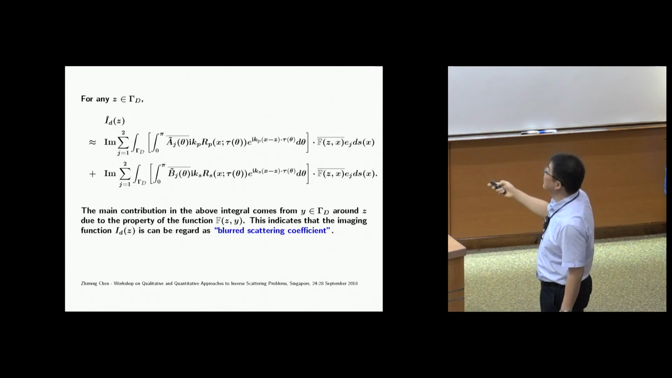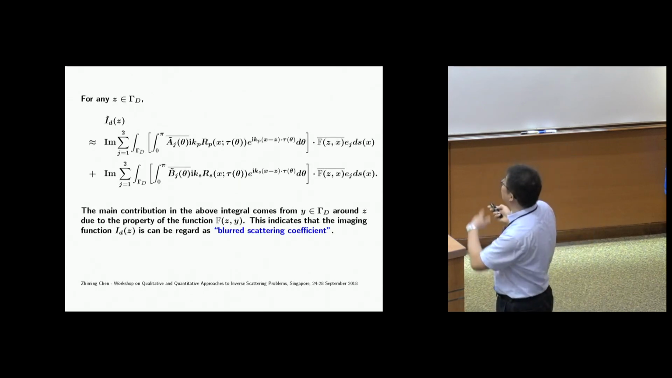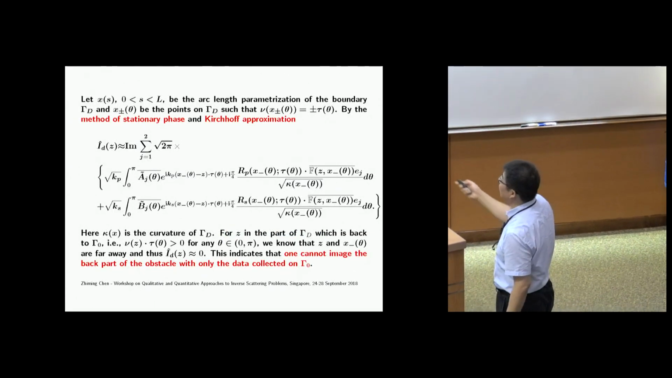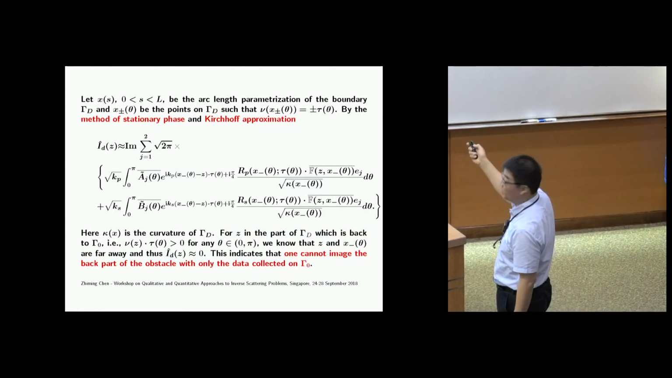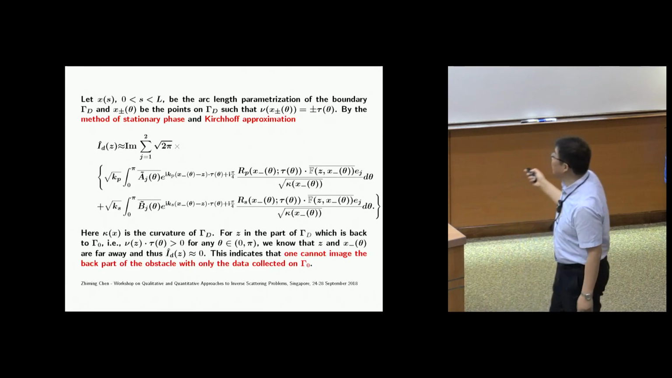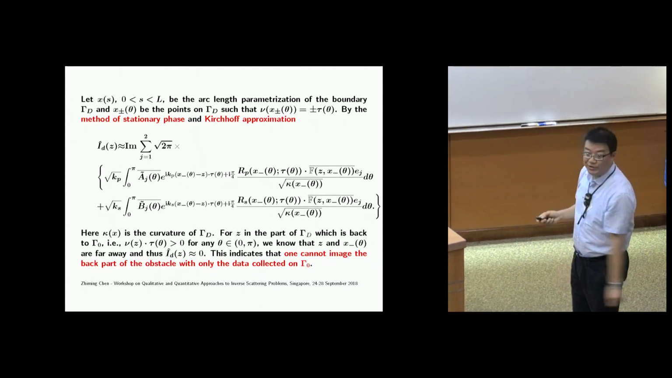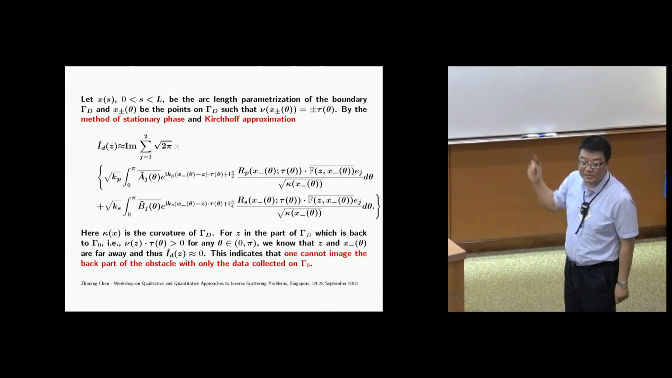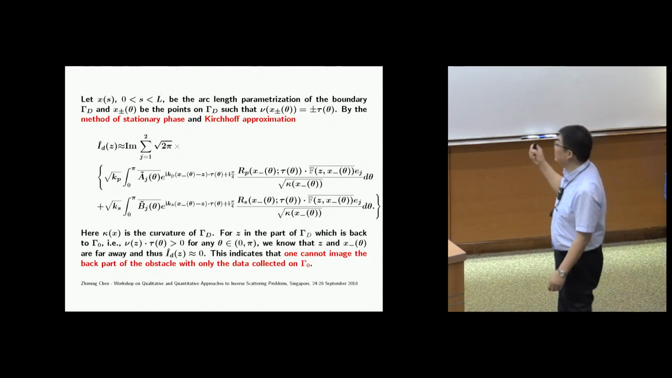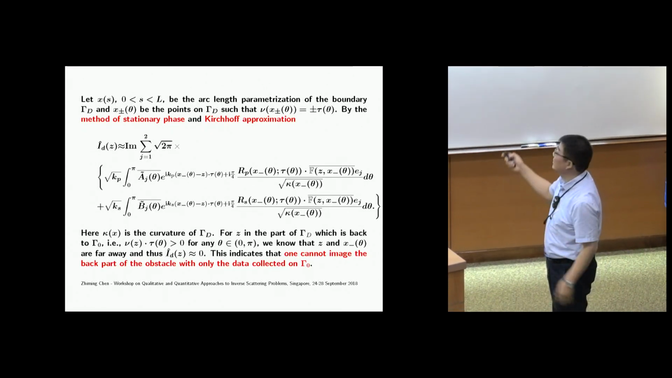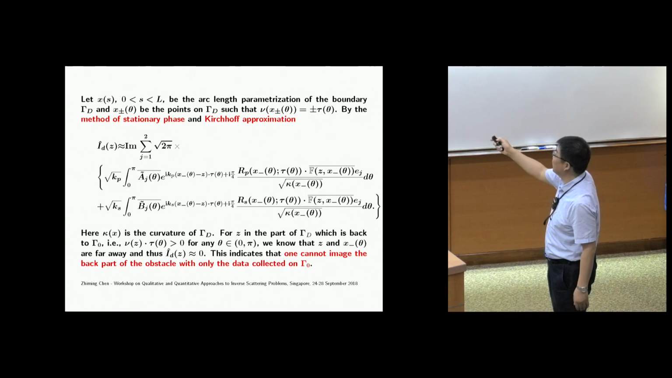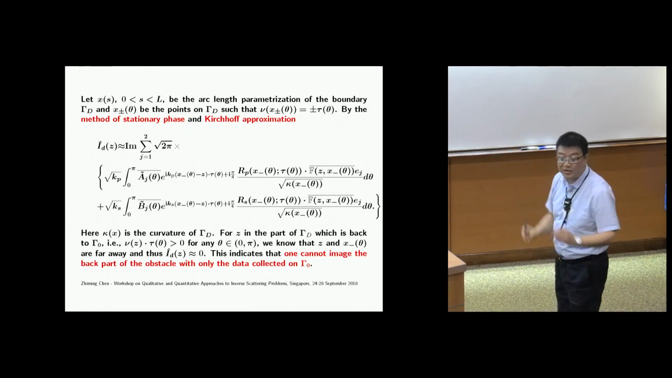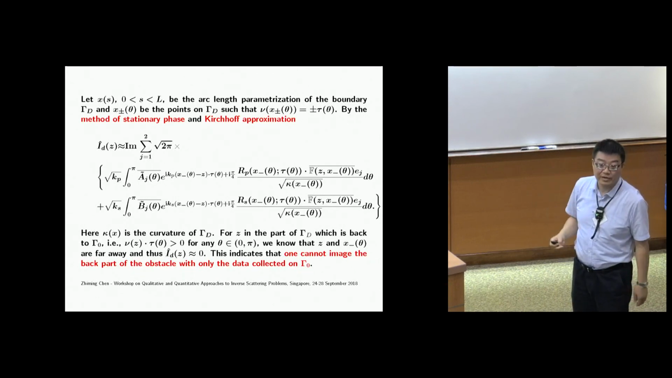If you go to the high frequency and use the Kirchhoff approximation, then we can get this expression. It tells us what the image is. The image is inversely proportional to the curvature at that point. So this is the final result. It also tells us that on the back part, this scattering coefficient by Kirchhoff is 0. So the back part cannot be imaged using this RTM. So this is the explanation.